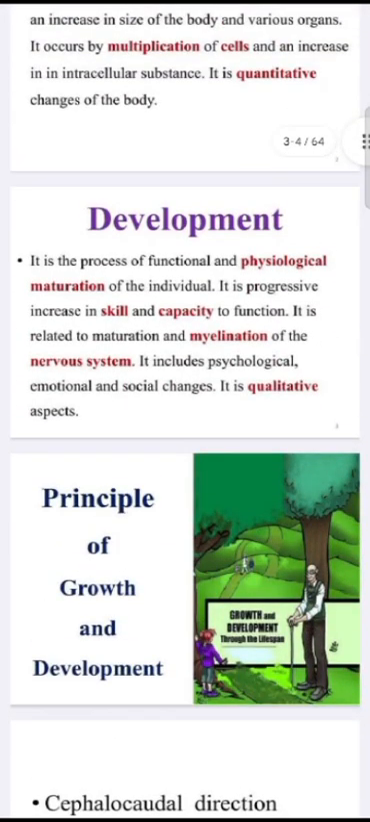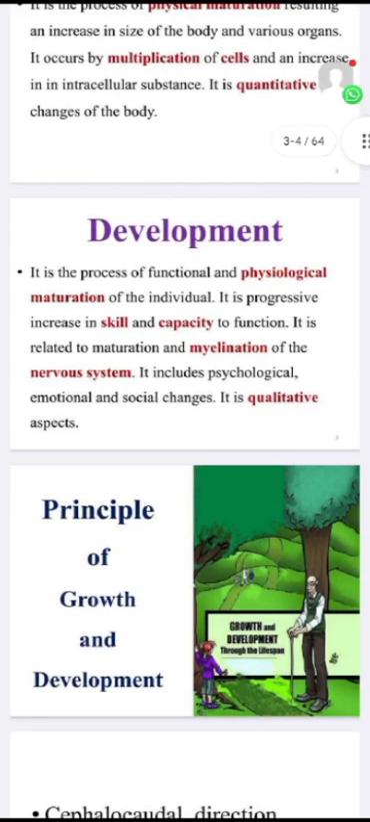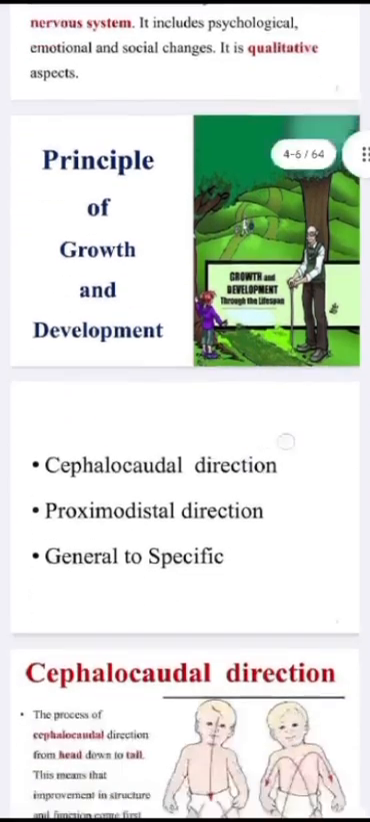Then we will see what is development. It is a process of functional and physiological maturation of the individual. It is progressive increase in skill and capacity to function. It is related to maturation and myelination of the nervous system. It includes psychological, emotional, and social changes. It is qualitative in aspect. So growth is quantitative in aspect, and development is the qualitative aspect. Then we will see the principles of growth and development.